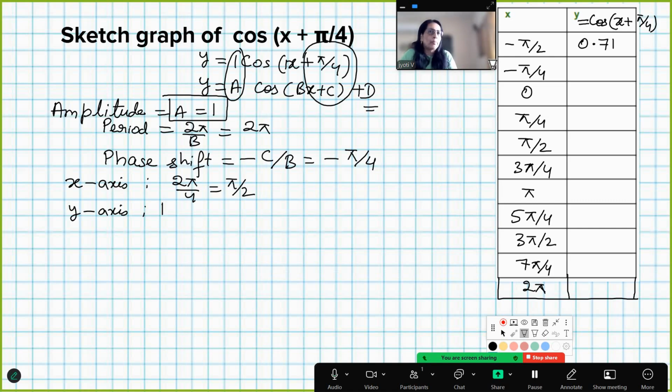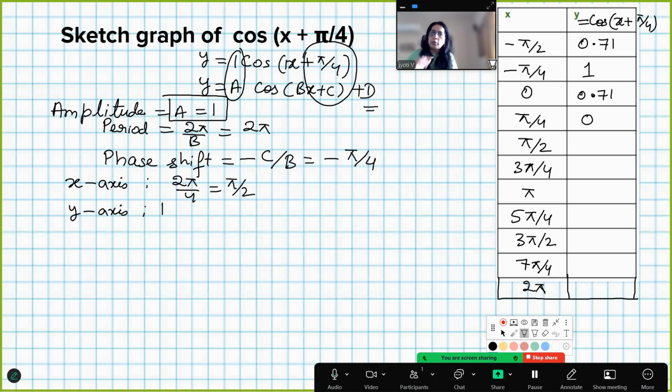In place of x, when you substitute negative pi by 4, you get cos of negative pi by 4 plus pi by 4, which means cos 0 is 1. Then in place of x, when you substitute 0, you get cos pi by 4, which is again 1 by root 2, which is 0.71. Now putting the value pi by 4, you get cos pi by 2. Cos pi by 2 is 0. Cos 0 is 1. Cos 90 is 0.